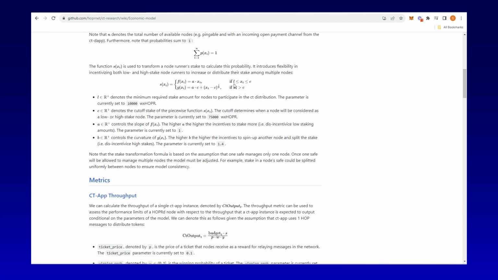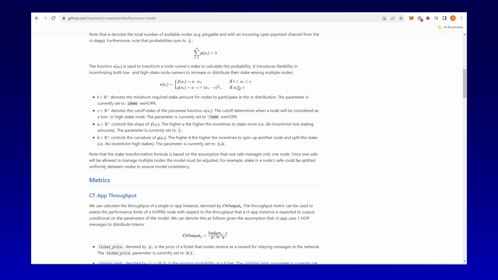The next scenario is if you've staked between the minimum threshold L and the upper threshold C. Here this first function applies, which just multiplies your stake X by the parameter A. And if you've staked above C, the second function applies. Everything you've staked up until the upper threshold is multiplied by A, and then everything you've staked above the upper threshold has the power function 1 over B applied to it.